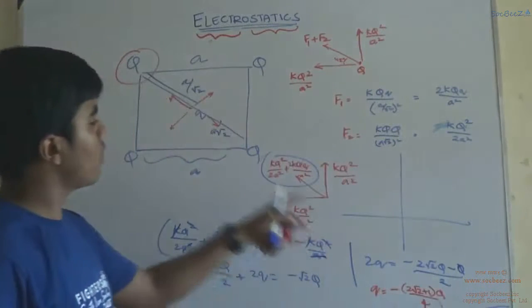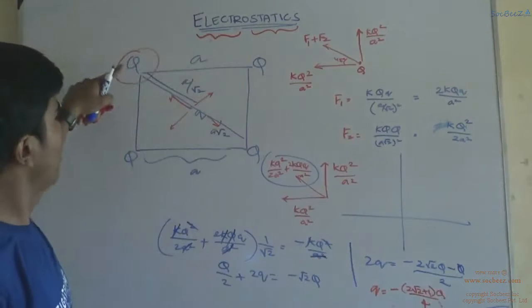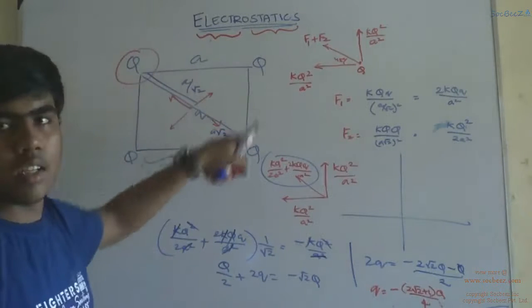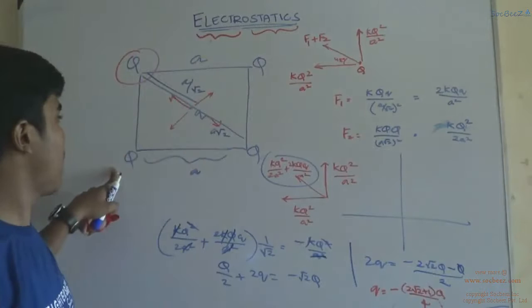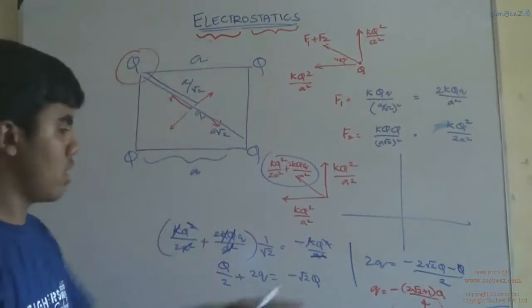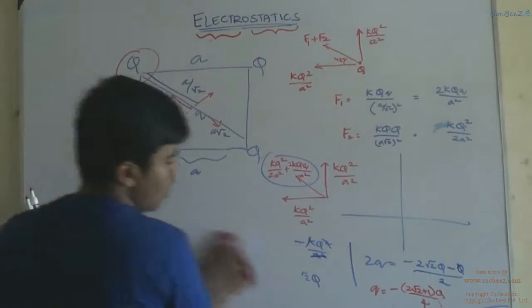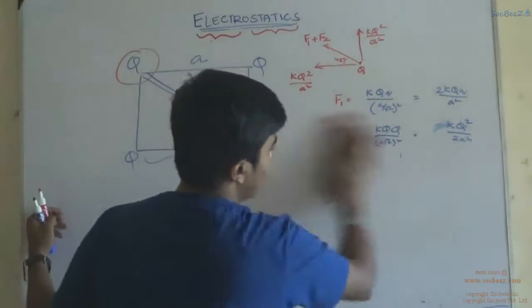So if this is the amount of charge placed here, we'll have the net system in equilibrium, because the same case lies here, the same case lies here, the same case lies here. So if this is at rest, all the others will also be at rest. So that is the answer. Now let us solve one more last question based on forces.